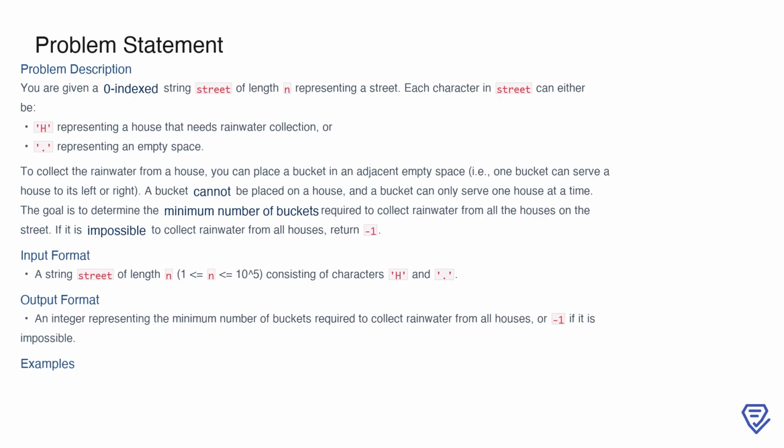The objective is to calculate the smallest number of buckets required to serve all the houses, or determine if it's impossible to do so. If it's impossible, we return -1. The input consists of the string street, which has a length in between 1 and 100,000, and the output is a single integer representing the minimum buckets or -1 for an impossible case.